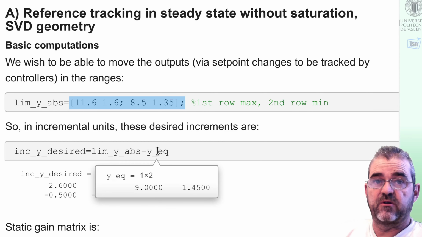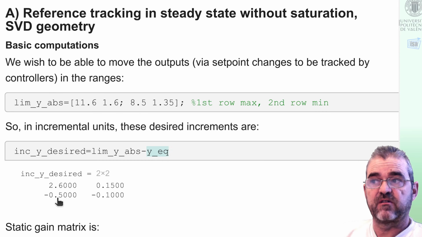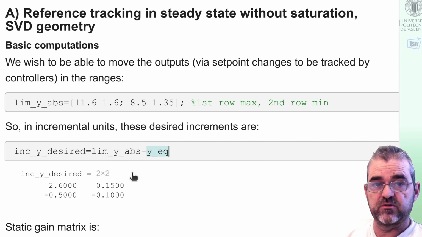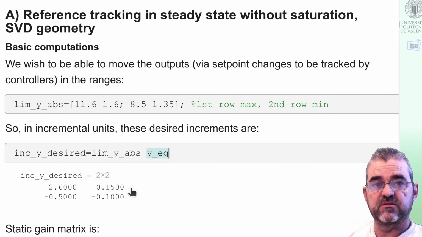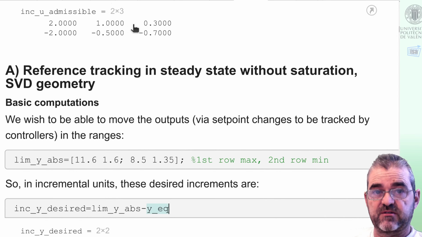Of course, if we are going to operate with the linearized model, inputs and outputs are in incremental variables, so we need to subtract the operating point from these limits, so we get this 2.6 positive increment from 9 to 11.6, or this minus 0.5 negative increment from 9 to 8.5, and likewise the same in incremental units for the second output. So my problem statement is whether I can reach these increments of outputs without hitting these increments of inputs.